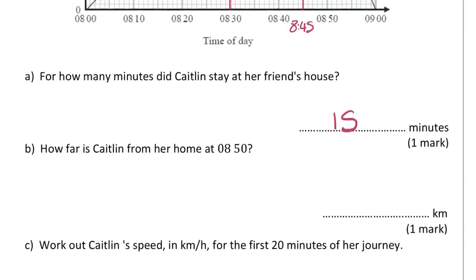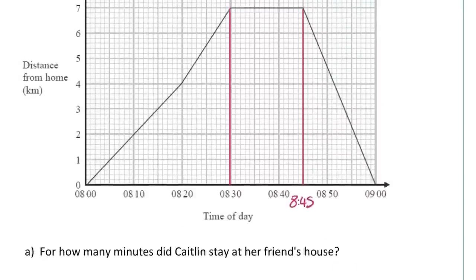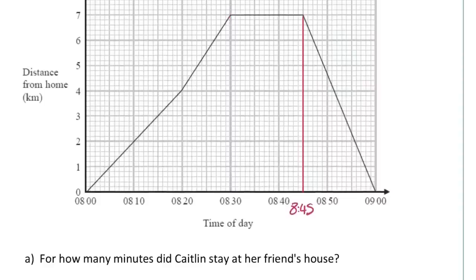How far is Caitlin from her home at 8:50? And we want that answer in kilometres. So at 8:50, let's have a look where we are. Well, 8:50 is all the way over here. And if I go up to my distance time graph, that's 8:50, and it is sort of in the middle, which is a bit awkward. So you're going to be really careful bringing your ruler across nice and straight onto the axes. And there we go. We're going to need to read this number here really carefully.